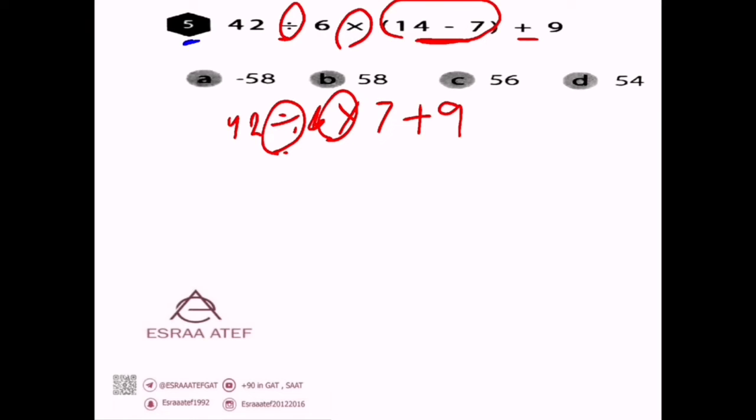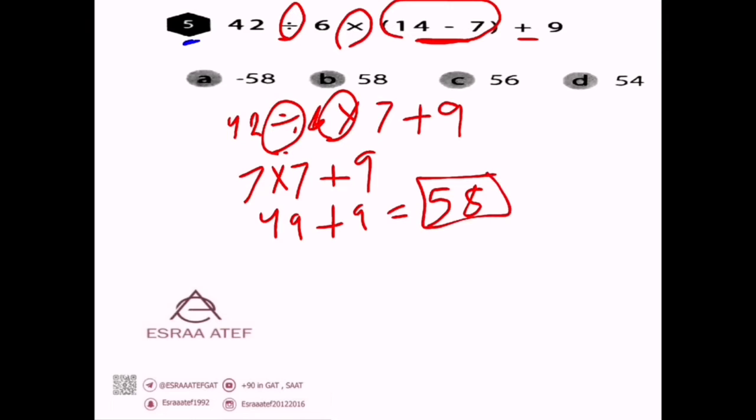Which one is first from the left? It's the division. So 42 divided by 6, which is 7, times 7, which is 49, plus 9 will be 58. So the answer will be 58.